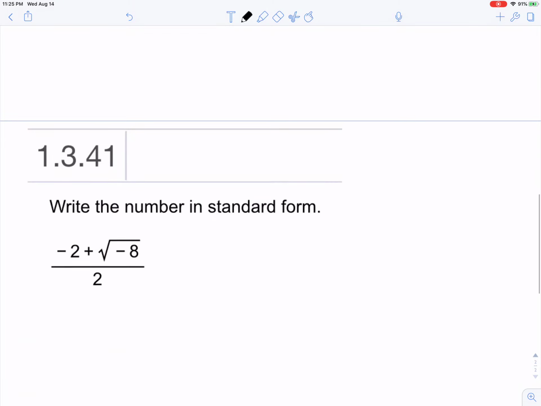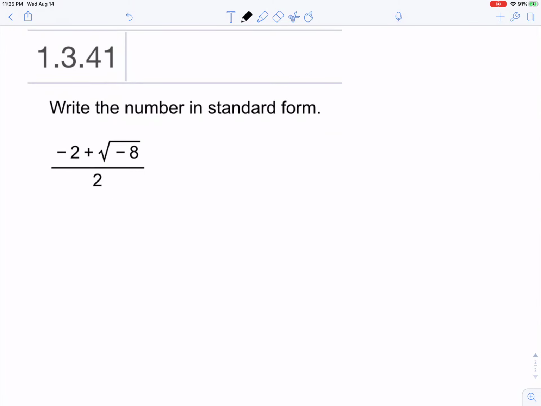We have another question from College Algebra. This comes from our text, section 1.3, question 41 from the back of that text. It says, write the number in standard form. So we're still simplifying radicals.